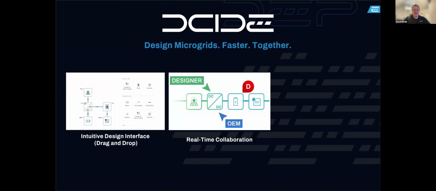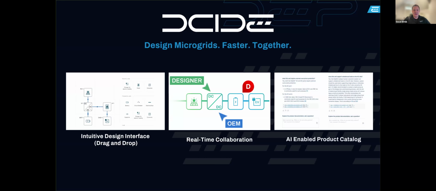It has real-time collaboration built into it, and you'll see that today, because 2, 3, or more people can design a microgrid faster and ideate together. And we are extremely proud to introduce the AI-enabled product catalog. This knowledge gap, we believe, can be filled through an AI-enabled product catalog that searches the actual information that the product has. So instead of talking about it, I would like to kick off a design.